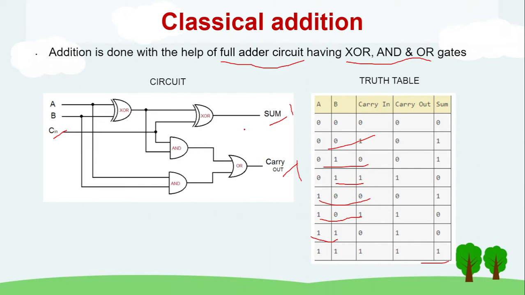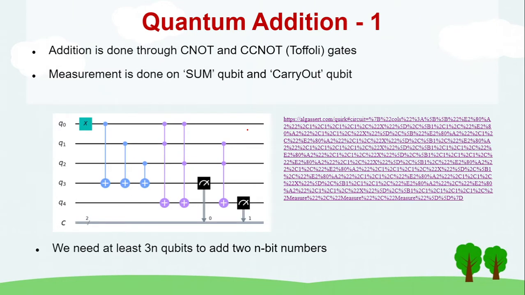So we need to see how to do the addition. Addition is done through CNOT and CCNOT gates. I'm sure you are familiar with that. If you are not, please go through my previous videos, Quantum Computation Simplified, particularly parts 1 to 5. If measurement is done, then the sum qubit and carry out qubits are set here. In this case, this is the sum and this is the carry out. Like the previous classical case, here we have A, B and carry in.